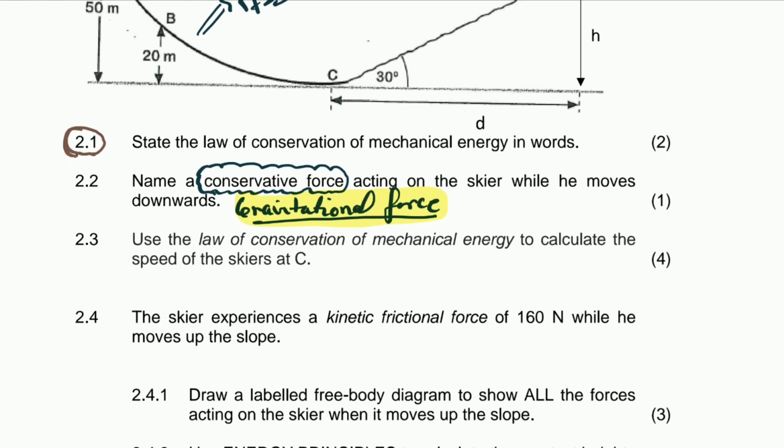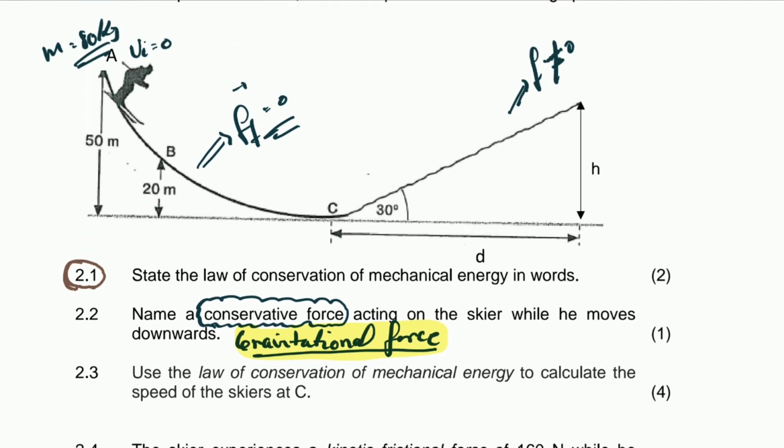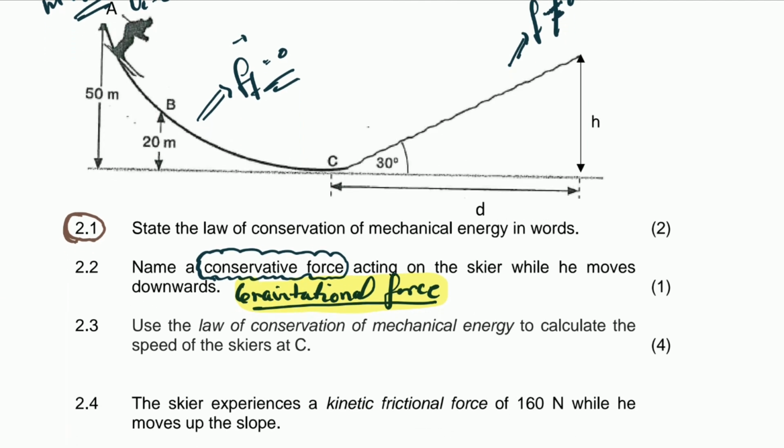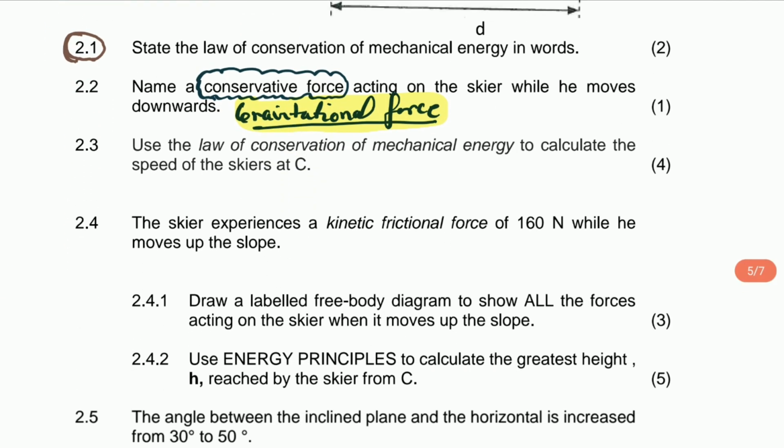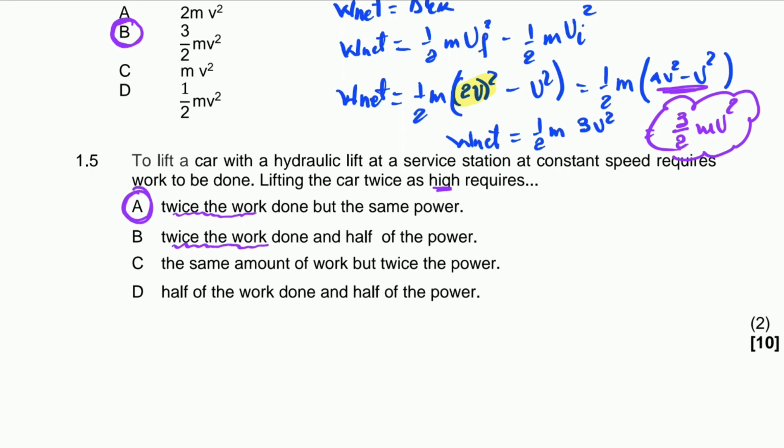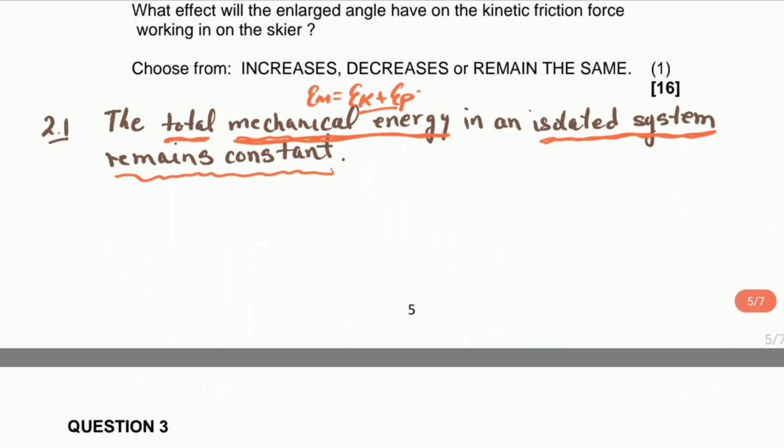Question 2.3, use the law of conservation of mechanical energy to calculate the speed of the ski at point C. Now, from point B to C, it can be calculated, or from point A, doesn't really matter, because there is no friction, the system is isolated. So at that point, you can use the law of conservation of mechanical energy. And for this question, I'm going to take point A and point C. Those are the 2 points I'm going to take to answer that question real fast.